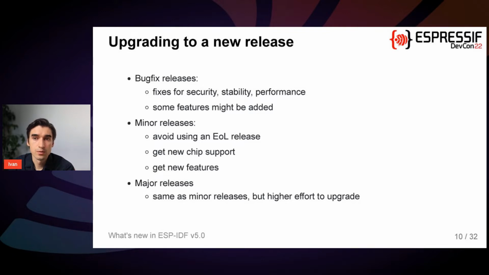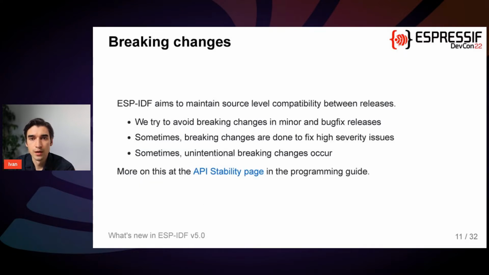And finally, what does it mean to upgrade to the next major release? Typically, the motivation is similar for upgrading to a minor release, so get new chip support, get new features, avoid using end-of-life release, but there is higher effort to upgrade. And this is because of the breaking changes. So let us talk about the breaking changes next.